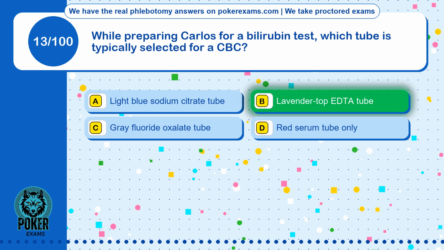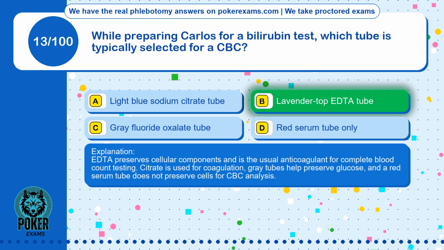The correct answer is option B. Lavender top EDTA tube. EDTA preserves cellular components and is the usual anticoagulant for complete blood count testing. Citrate is used for coagulation, gray tubes help preserve glucose, and a red serum tube does not preserve cells for CBC analysis.